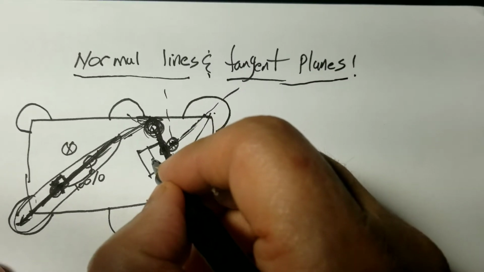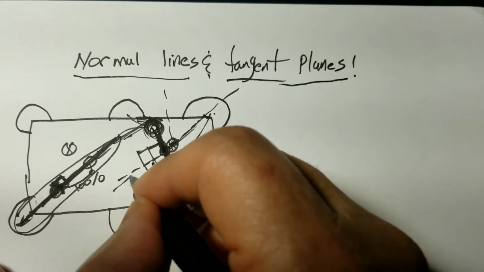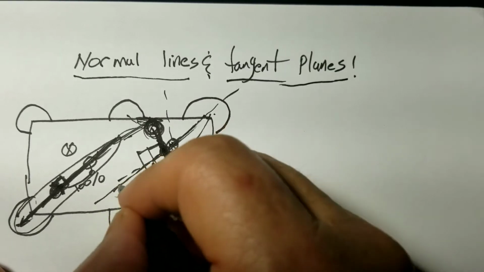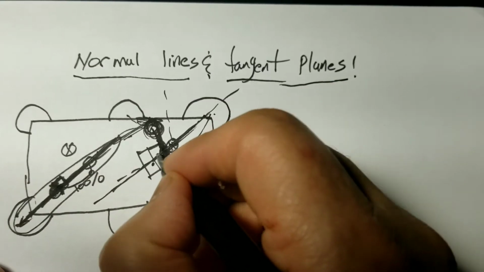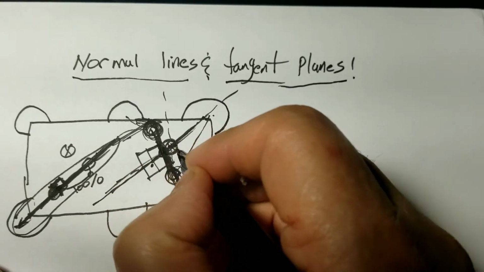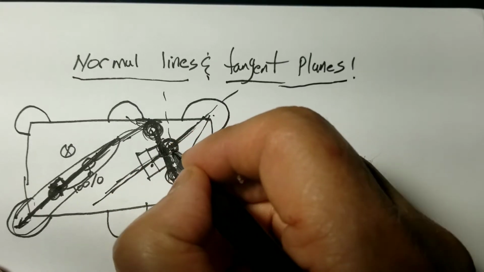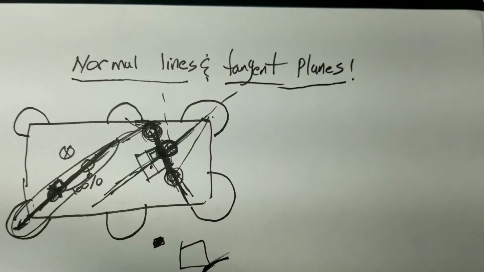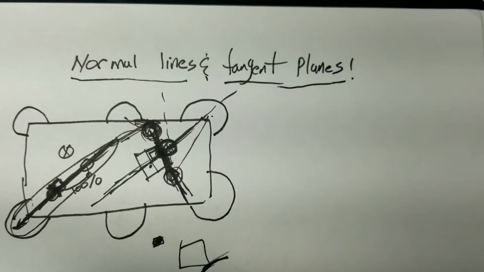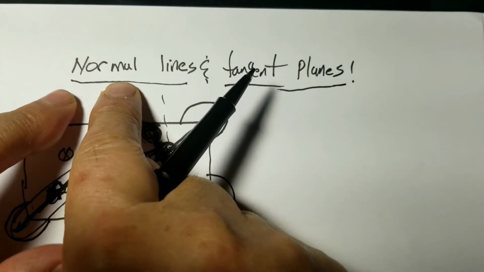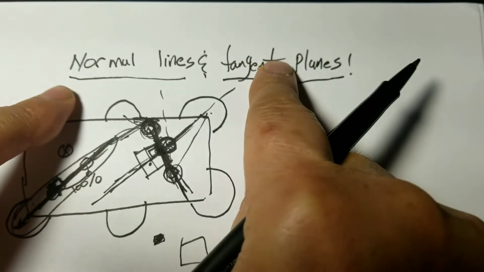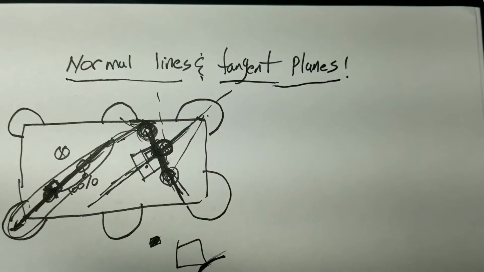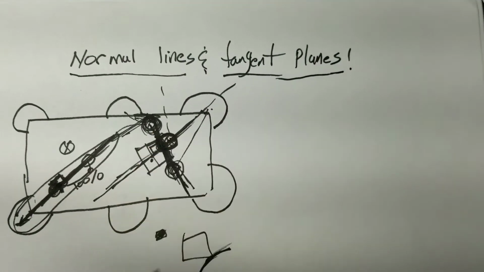That tangent plane needs a normal line, a normal vector. And that normal vector is nothing except the gradient of the surface, which is normal to the level curve. Therefore, today we're going to talk about how we can write the equation of a normal line and an equation of a tangent plane using the gradient of a surface.